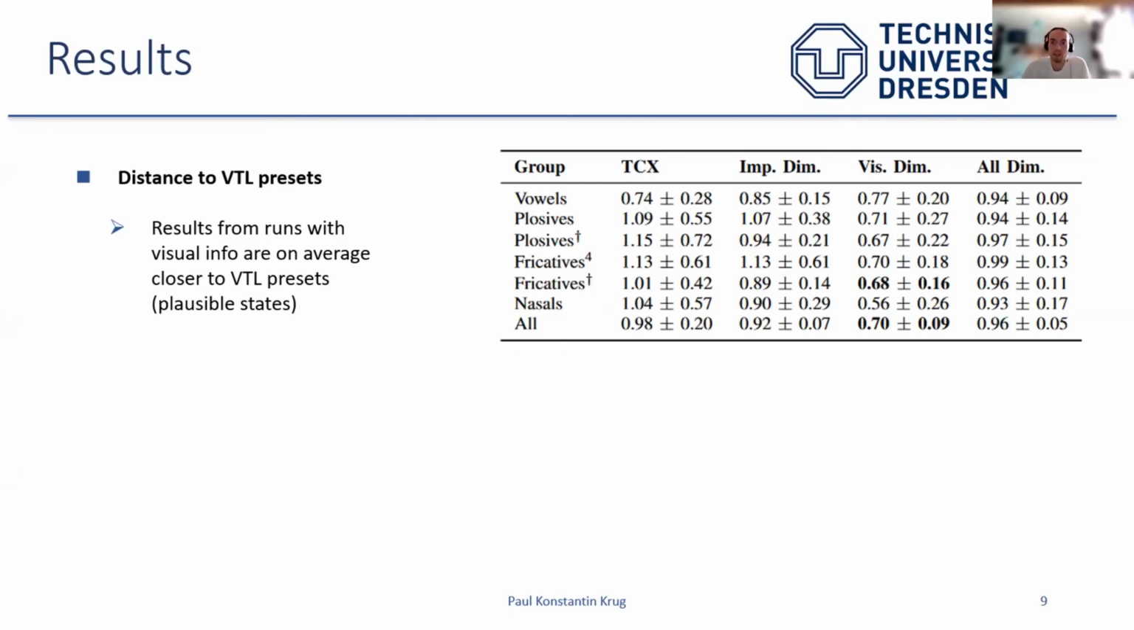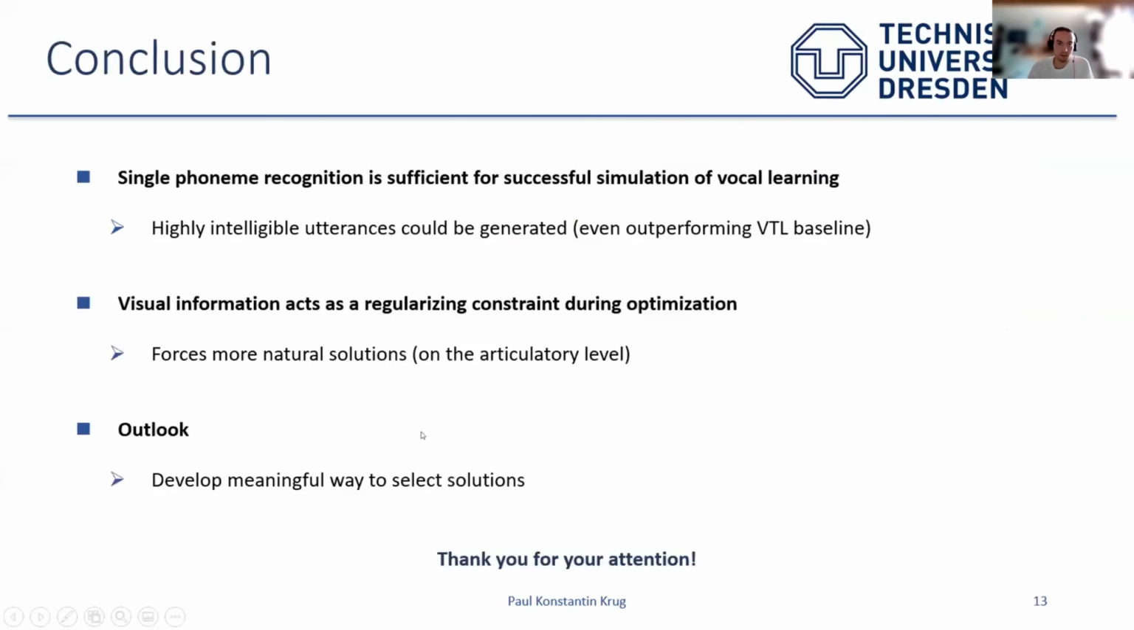And in this table, we can see that for TCX, it's below 1.0 for the vowels, but not for the other groups. And if we do that for all the important dimensions, we can see it's below 1.0 in most cases. For the visual dimensions and averaged across all dimensions, it's always below 1.0. Which brings me to the conclusion.